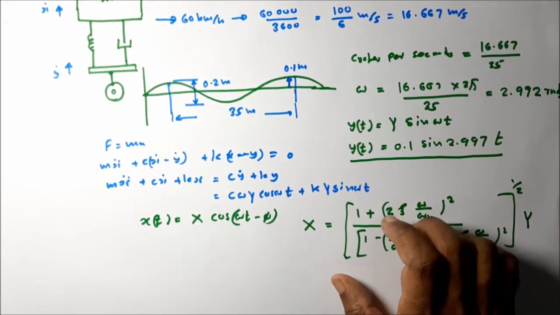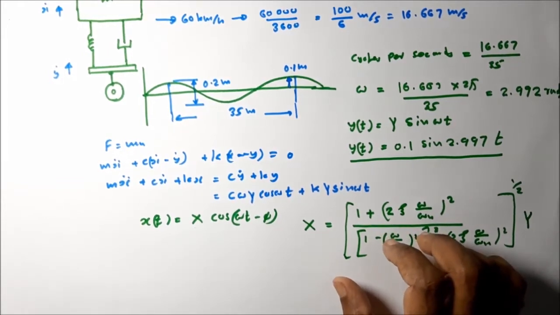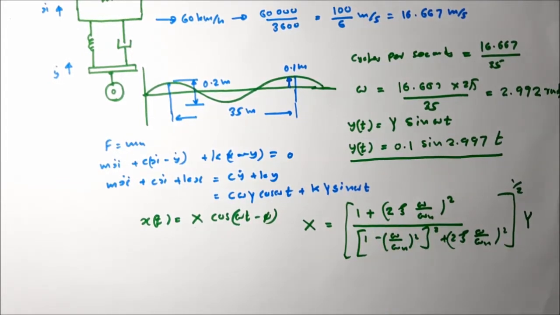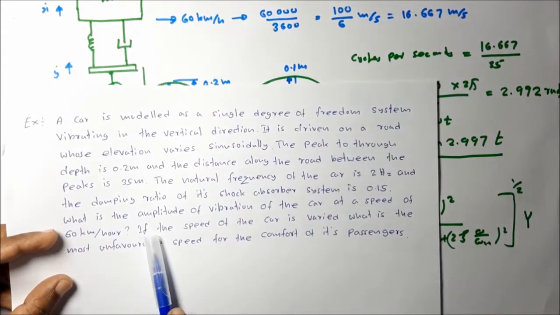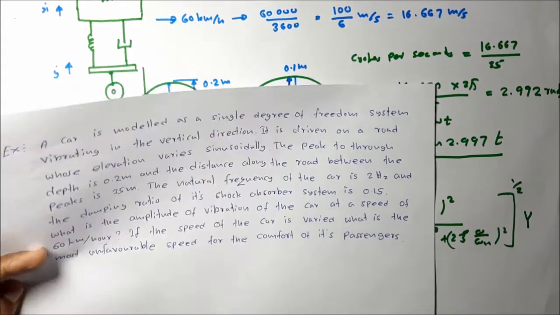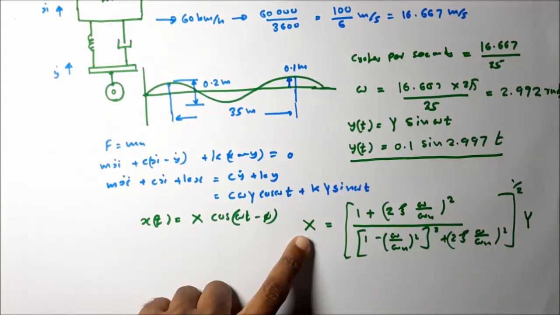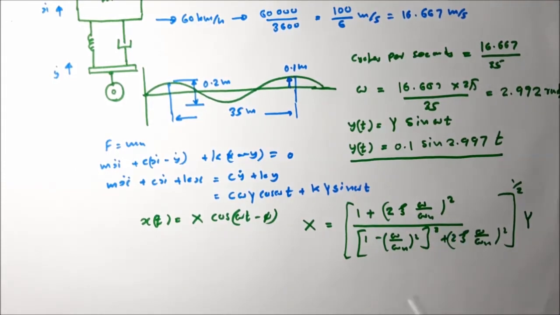So now I am not going to derive this equation. I am going to use this equation to solve this problem. Then what is our frequency ratio? The problem is asking for the amplitude of vibration, that means X. So I am just going to substitute these values in this equation.